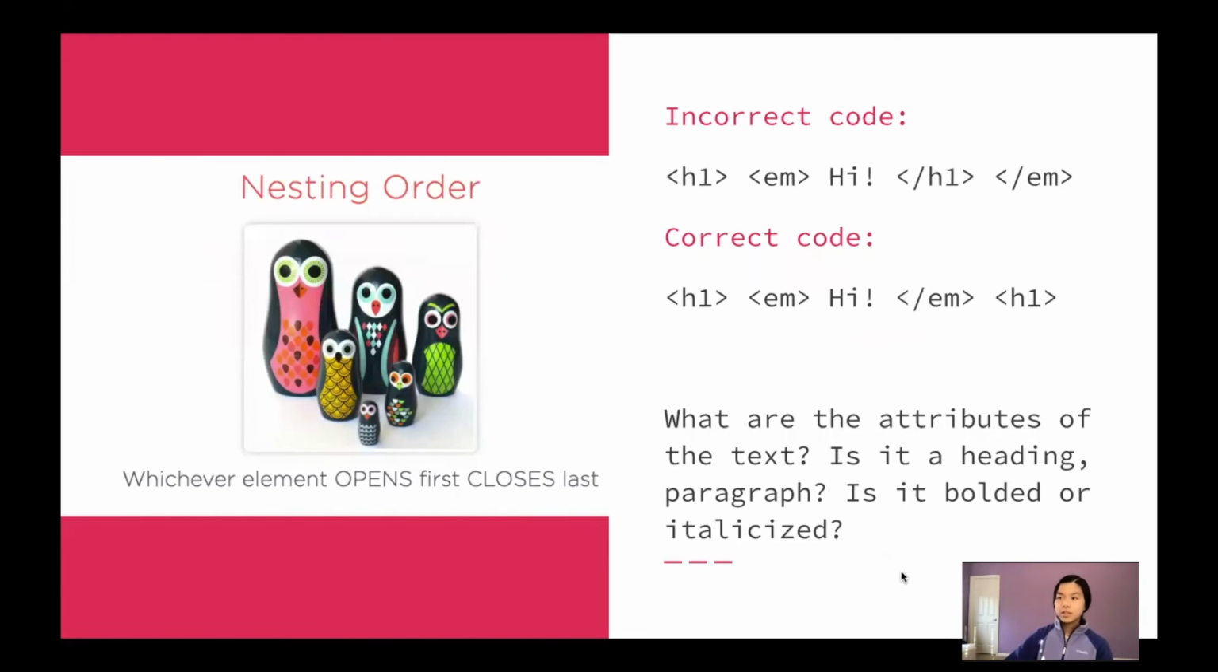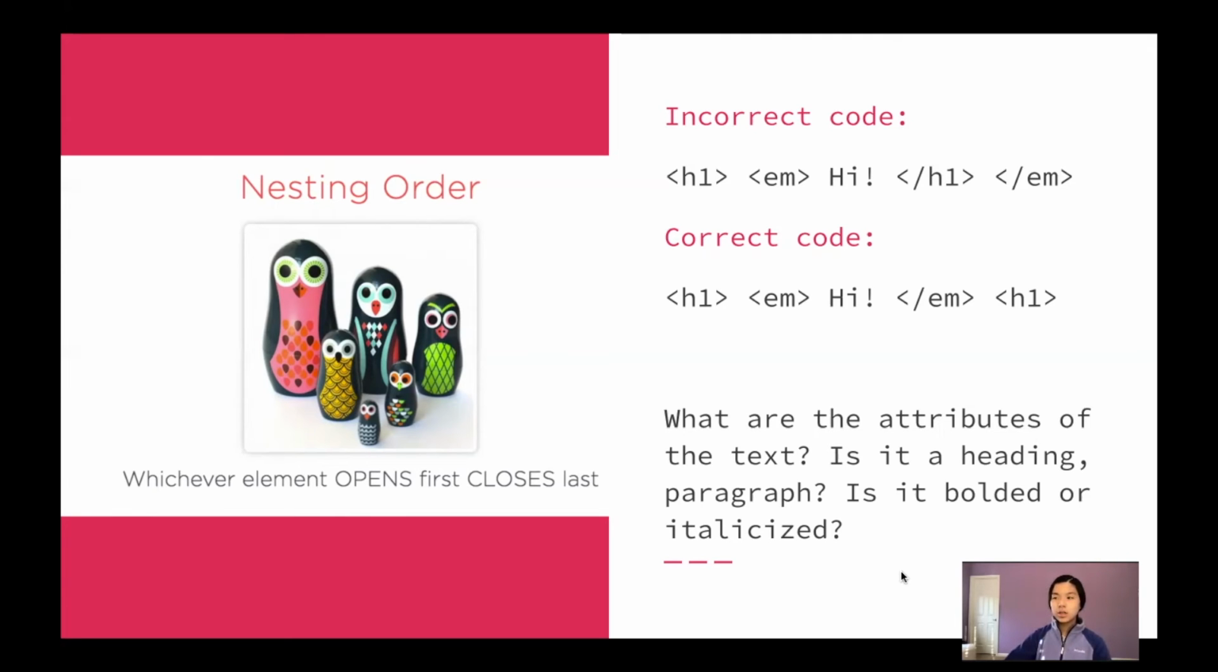In HTML, the tags should be ordered so that whatever tag you had first closes last. An example of incorrect code would be that you have a header 1 tag and then an em tag, but then you close the header 1 tag before the em tag. And the correct code would be having a header 1 tag and then an em tag, and then closing the header 1 tag after the em tag.